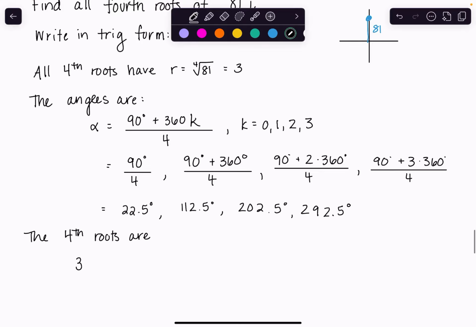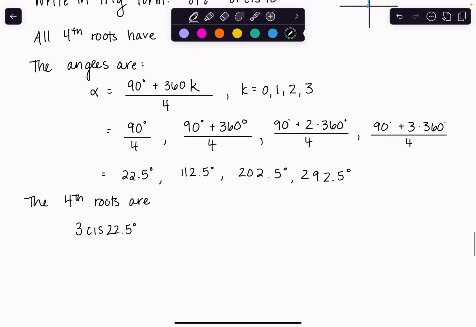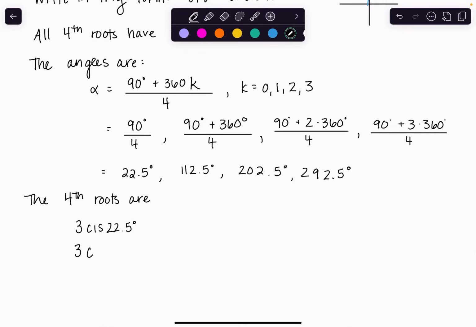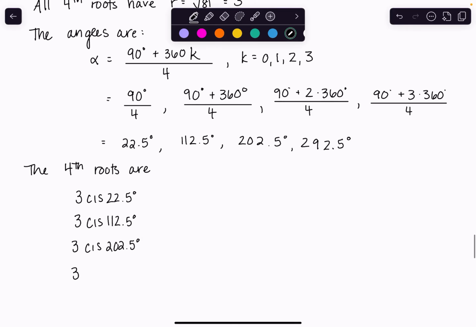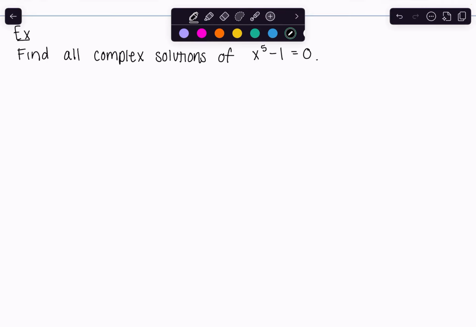So the fourth roots are the following. We've got 3 cis the first angle, 22.5 degrees. We've got 3 cis 112.5 degrees. 3 cis 202.5 degrees. And 3 cis 292.5 degrees. Okay? So I just have one last example to kind of tie all of this in together.